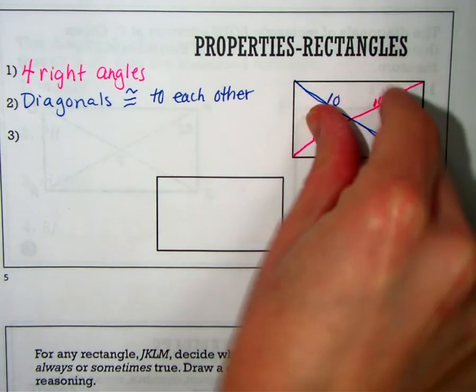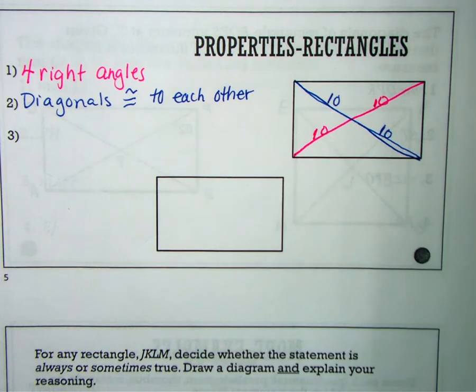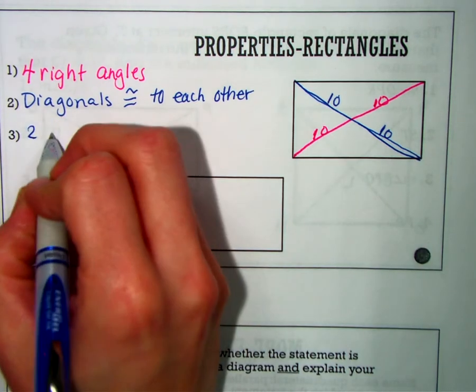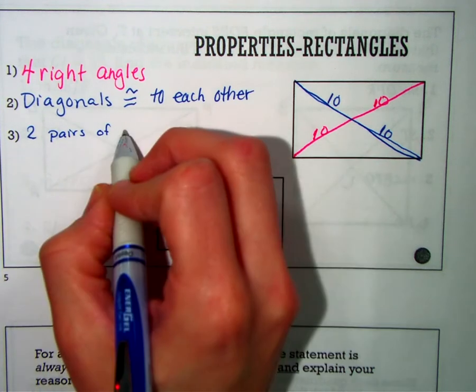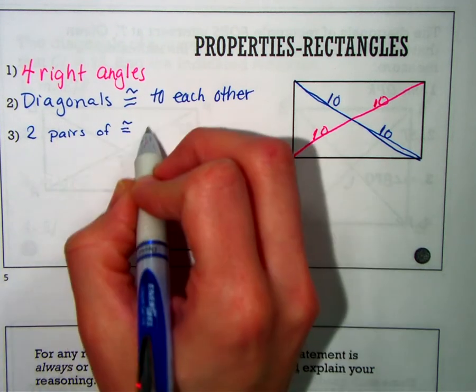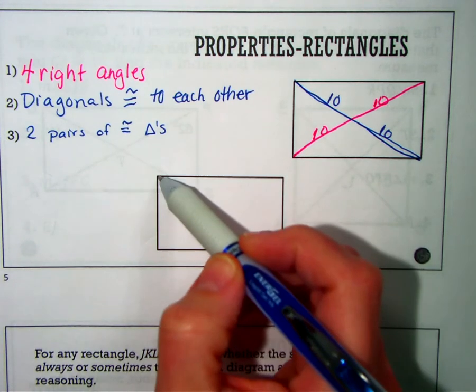So we could do alternate interior in this, right? And we could also do vertical. Because the sides are still parallel. So all of those things that we were doing before still apply.